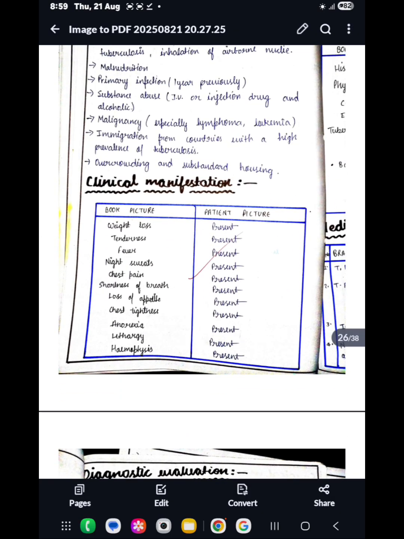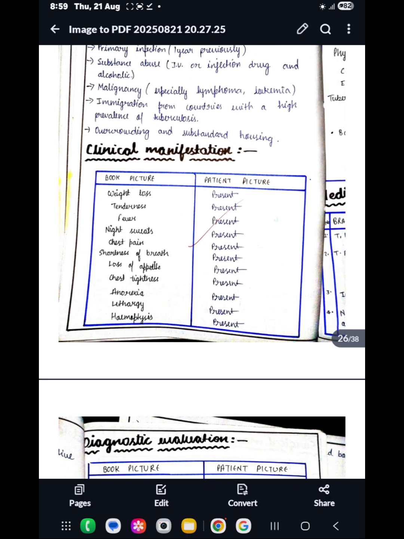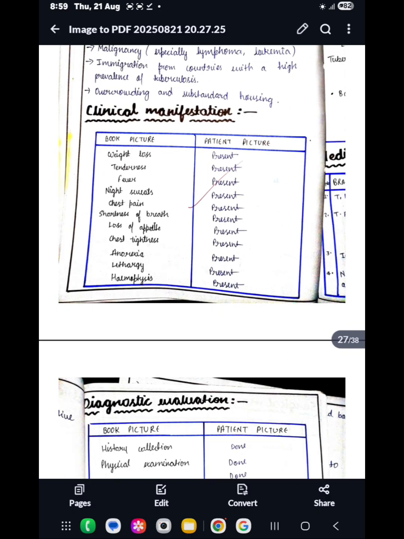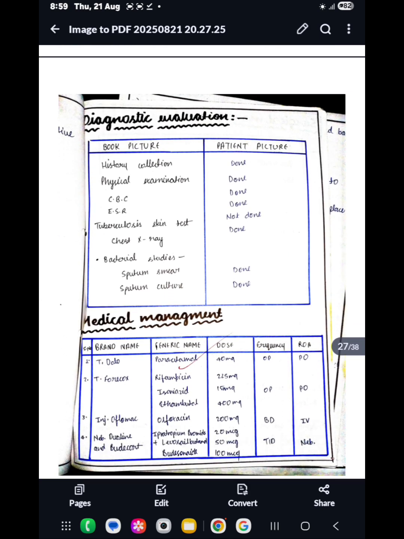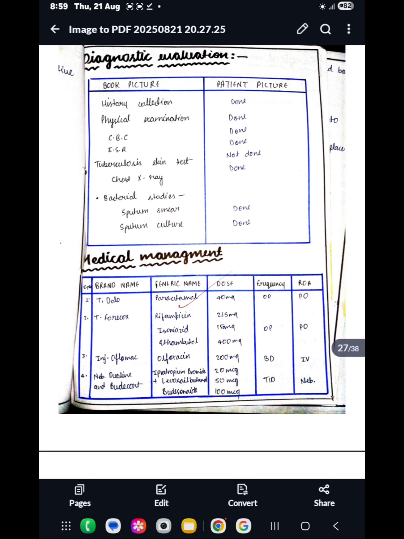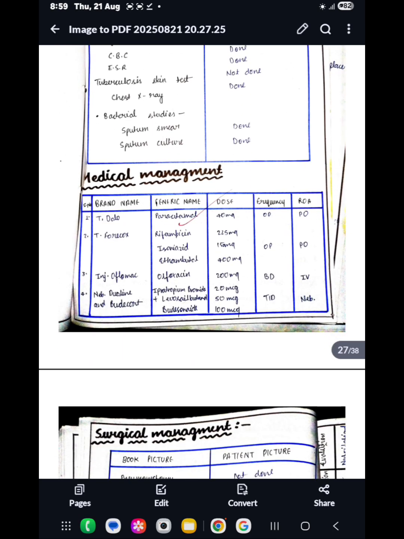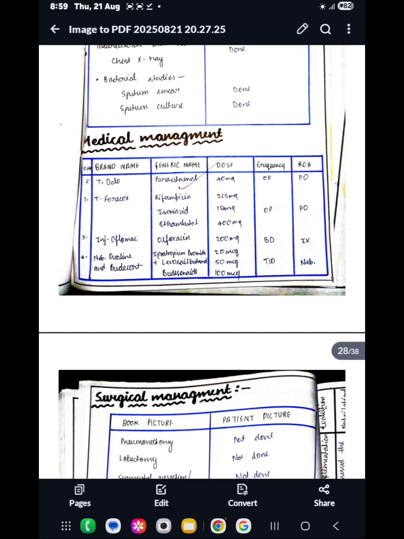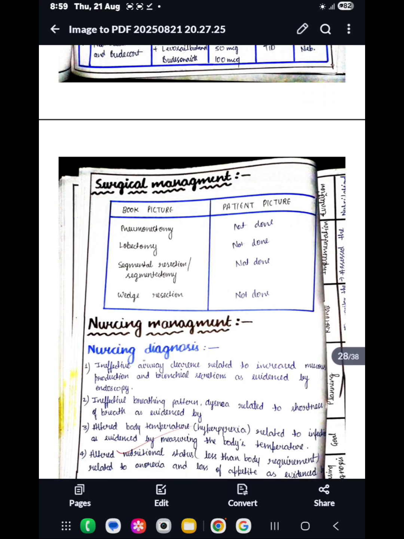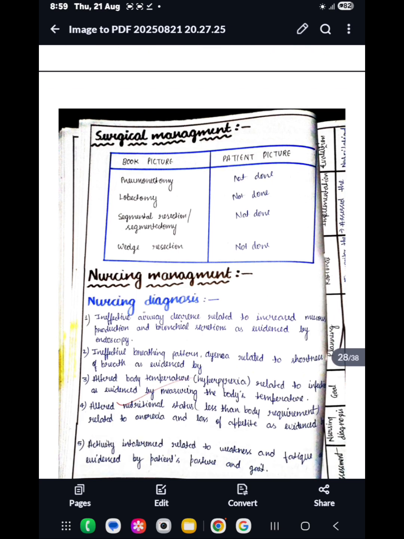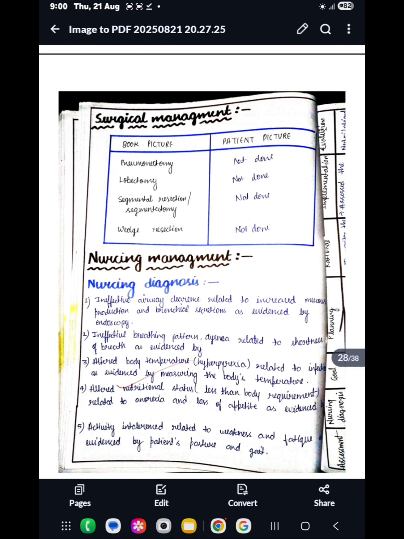In a case study, we write the clinical manifestation like this: the book picture on one side, and the patient picture on the other. If a symptom is present, then you should write present. If absent, you should write absent. Then diagnostic evaluation, what you have done and what have not been done, like the skin test. In my case the tuberculosis skin test is not done, so I have written not done. Medical management: which medicines are given and in which dose, frequency and route of administration, which I have mentioned very well. And surgical management: if any surgery has been done, you should write done on this date. If not, then not done.